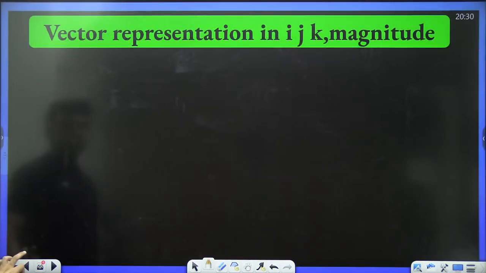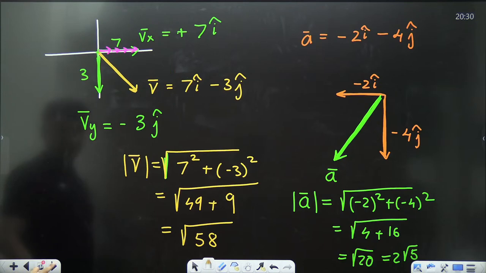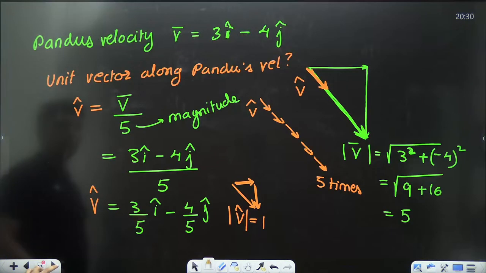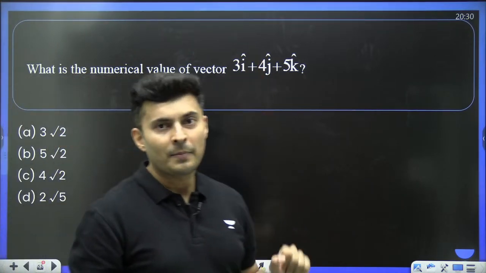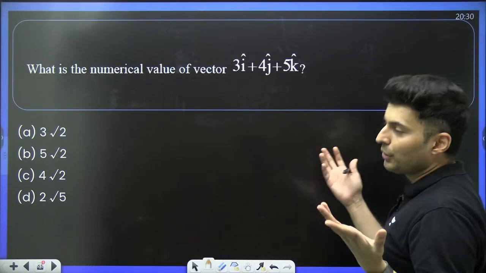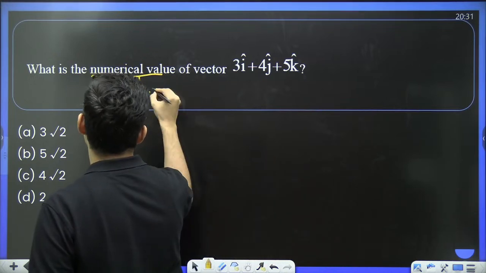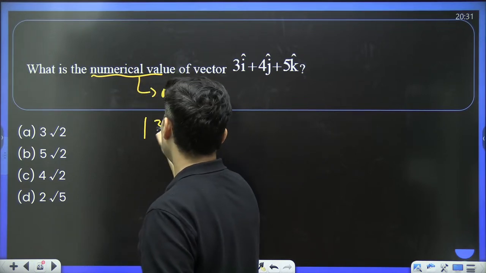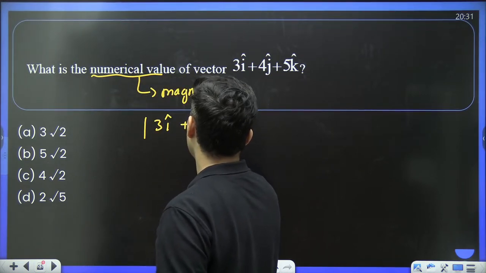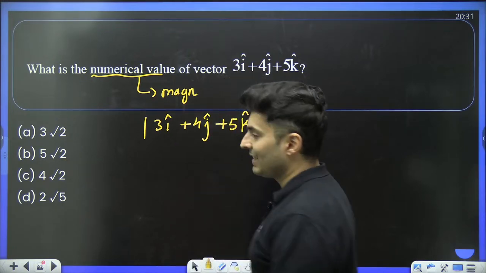So we have done, how do we represent vectors? How do we find magnitudes? We have solved so many questions. I think it's a good time that we solve some more quiz questions. And here it comes. Oops, I showed the answer by mistake. Ignore. What is the numerical value of this vector? Numerical value means magnitude. Basically, they are asking you modulus 3i cap plus 4j cap plus 5k cap. Just find the modulus of this. That's what they are asking you.